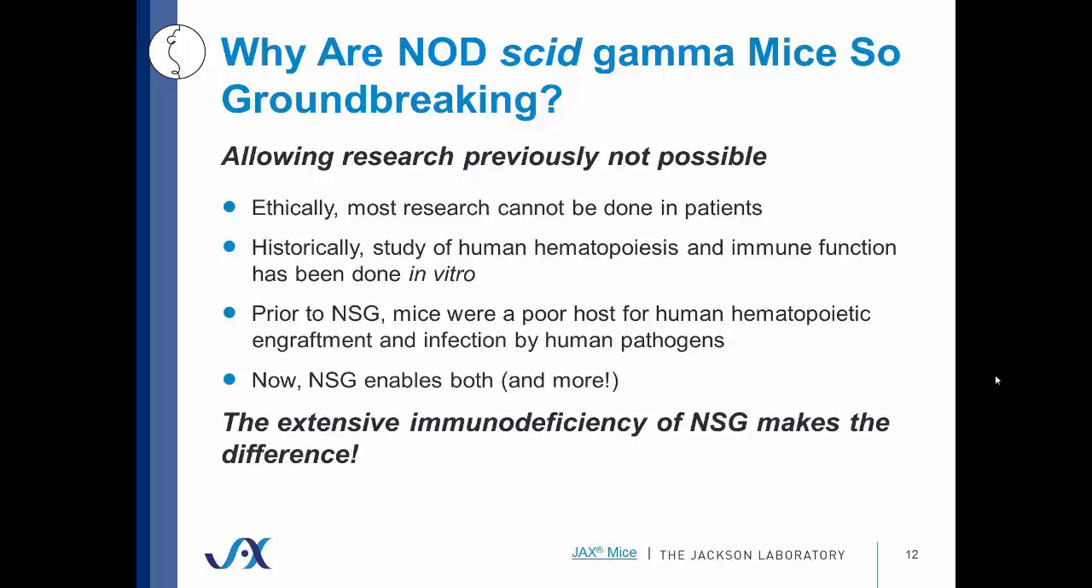All right, so prior to the NSG, mice were very poor hosts for hematopoietic engraftment and infection by many human pathogens. Now, because of the severe immunodeficiency, the NSG mice enable this kind of work in a live in vivo host. So the extensive immunodeficiency of the NSG mice makes a huge difference and opens the door to a wide range of research that we could not do before in a small animal model.